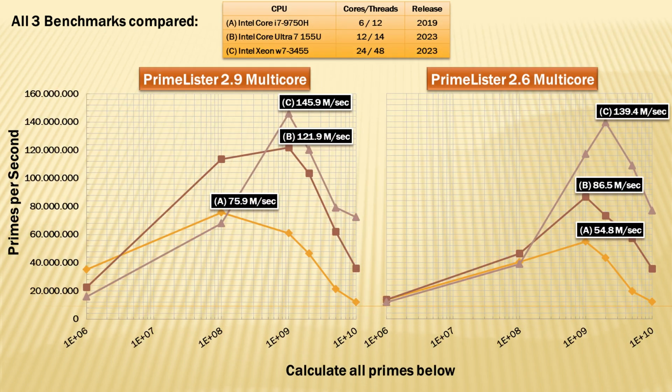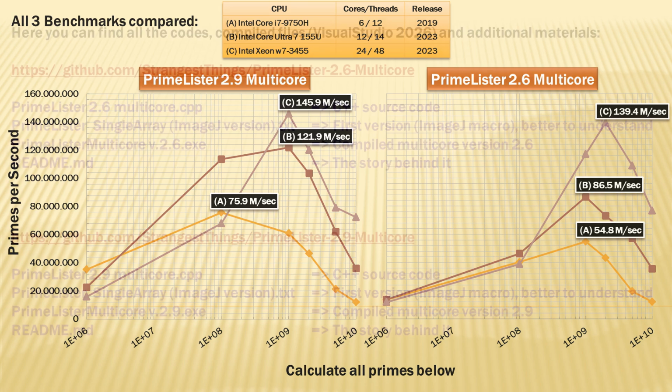Looking at the head-to-head comparison, the advantage of hardware-aware optimization is undeniable. Version 2.9 outperforms 2.6 in the sweet spots, particularly on modern architectures where thread management is critical.